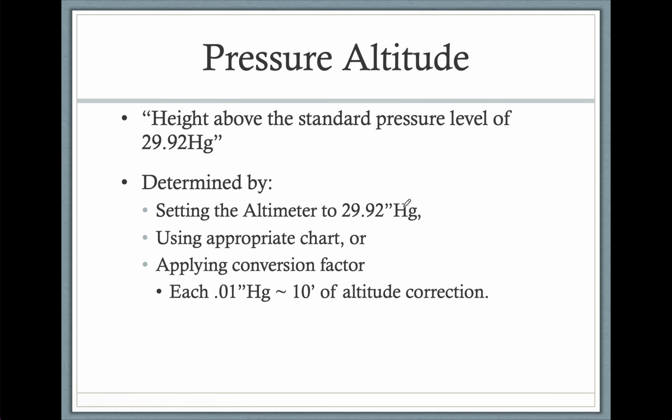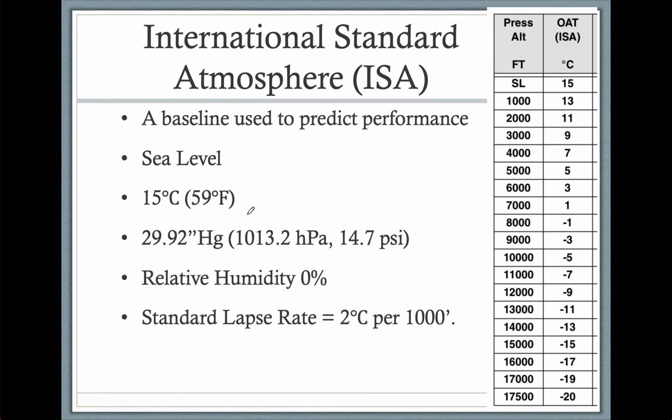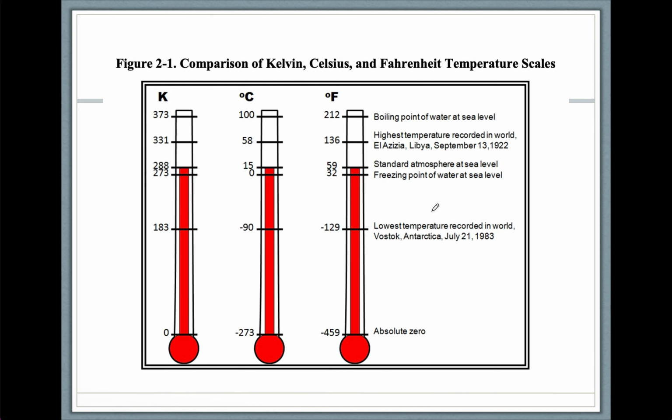So the easiest thing is just to put it to 29.92. And also, fun fact, as you lose atmospheric pressure as you climb, you lose about 1 inch of mercury per 1,000 feet up until around 18,000 feet. So at about 18,000 feet, the air is 1/2 as dense as it is down here at sea level. So that's why you or your aircraft do not perform as well at those high altitudes.